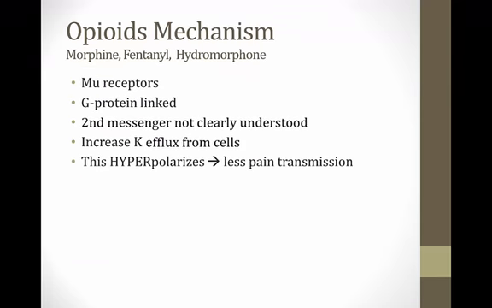Let's talk a little bit more about the opioid mechanism, because you're sometimes asked this, especially on Step 1. So they bind to those mu receptors, and these are G protein linked, but we don't really know what the second messenger system is. In the autonomic nervous system module, I talked to you about some G protein linked systems where we clearly understand the second messenger. That's not true here. But they do increase the potassium efflux from cells, and this hyperpolarizes cells. It makes it harder for the neuron to conduct an impulse, and that appears to cause less pain transmission.